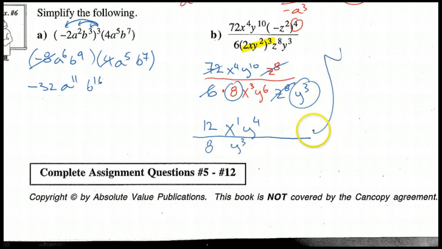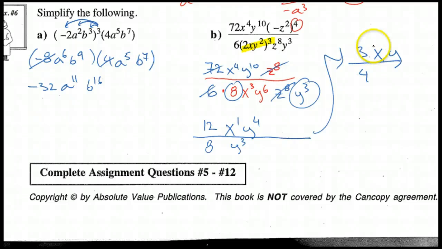Okay, now I'm going to further simplify this. So 8 over 12 can be simplified into 3 over 4. And I have an x on top. And I have 4 y's, 3 y's. So 4 minus 3 is y. So there's your final answer.